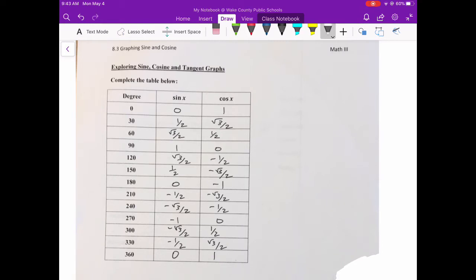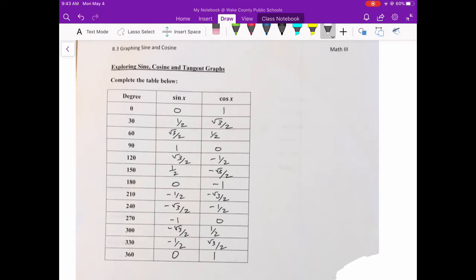So I've got a list of all the major angles on the unit circle, 0 to 360 degrees. In this first column, that's all the different angles, and in the second column, that's all the different y values. So the sine of 0 is 0. The sine of 30 degrees is a half. The sine of 60 is square root of 3 over 2. And the sine of 90 is 1.